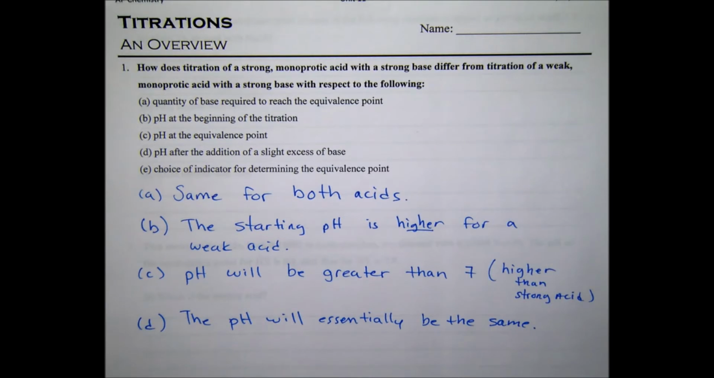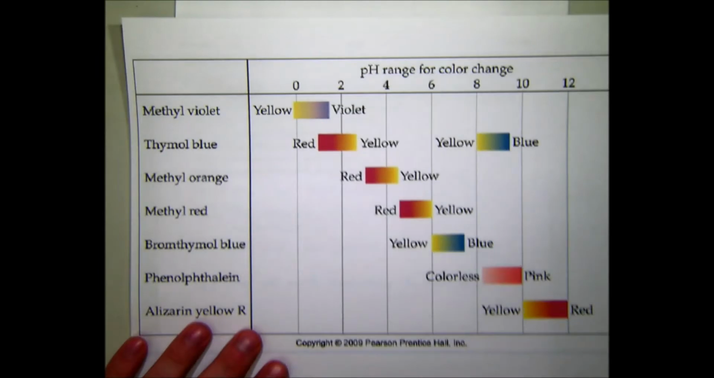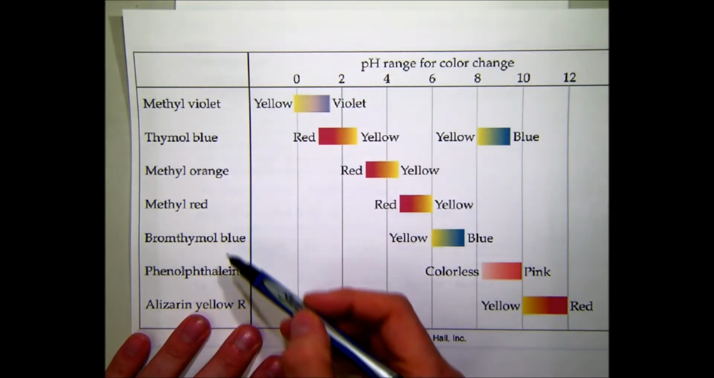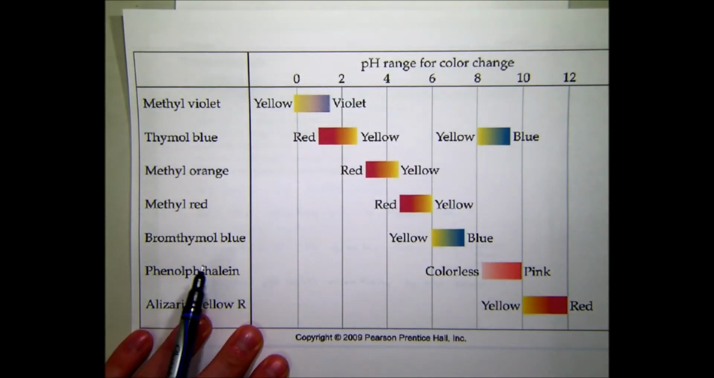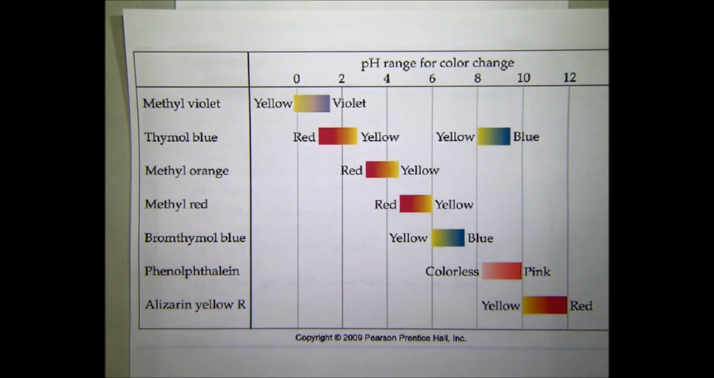So there is a section in your textbook, figure 16.7, and it has this diagram on it, which has the indicators that you may be familiar with. The indicator we are most familiar with is phenolphthalein, but it has the change point above where the equivalence point or where the end point is. So we're going to pick an indicator based on where the color change will take place.